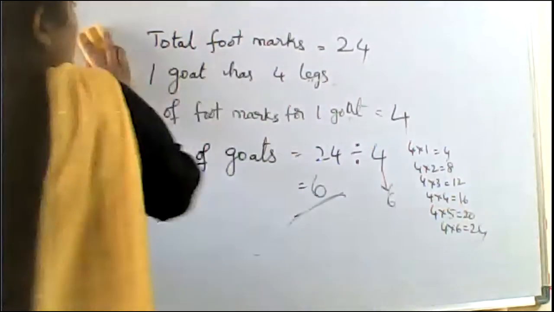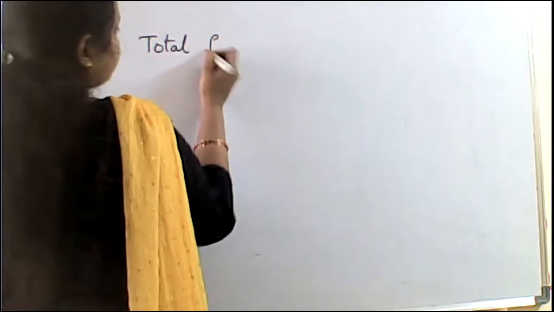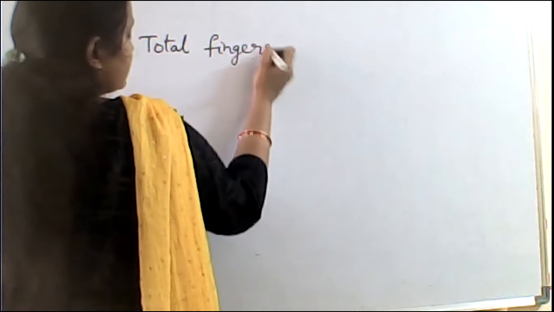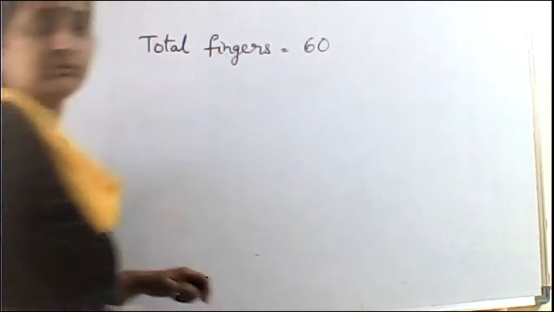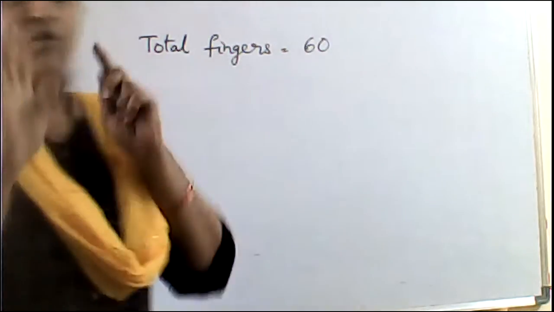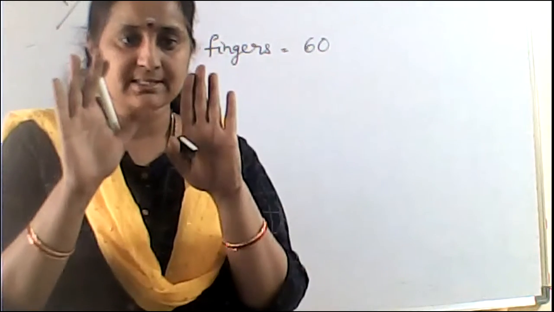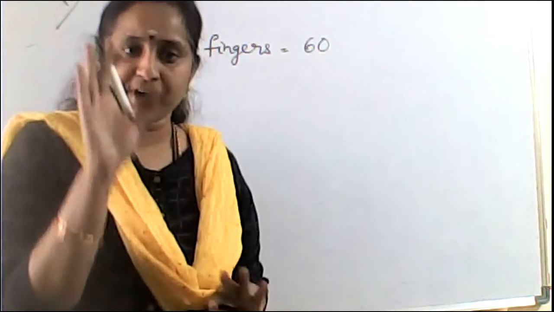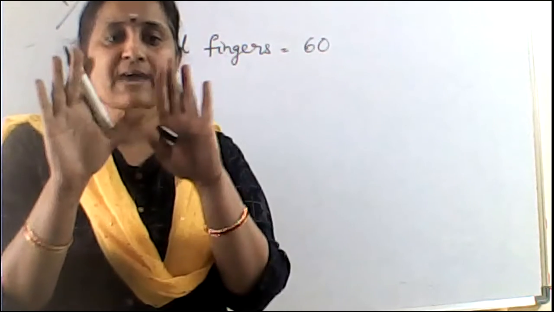Here, total fingers are given for us: 30. Total fingers. Rita, you are unmuted. Just now I told you, don't shout. Listen to me and answer my question only. One girl is having 2 hands and each hand is having 5 fingers. So one girl is having how many fingers?